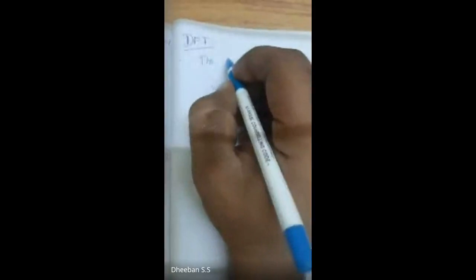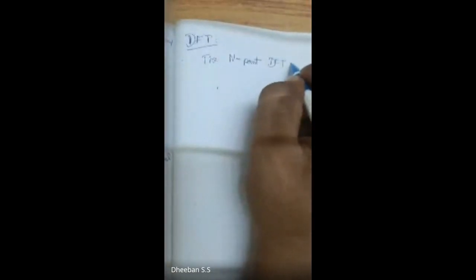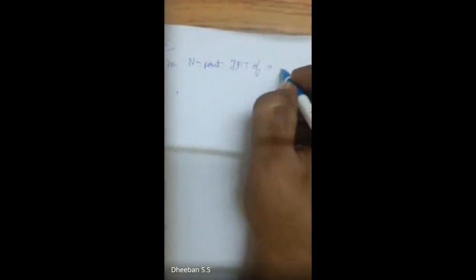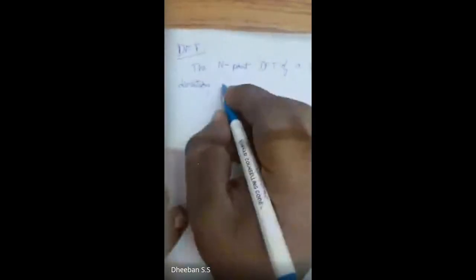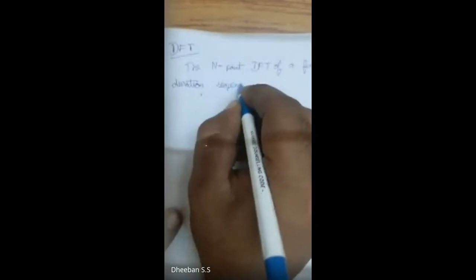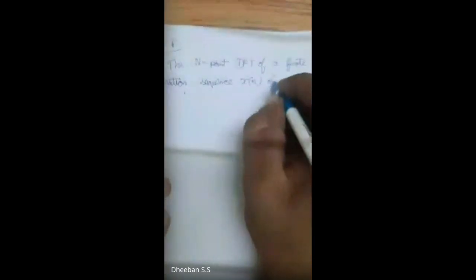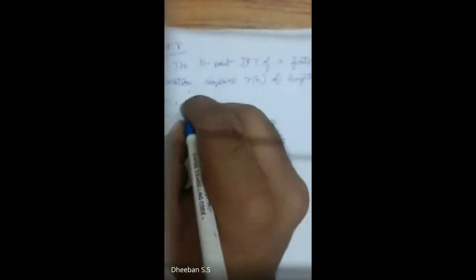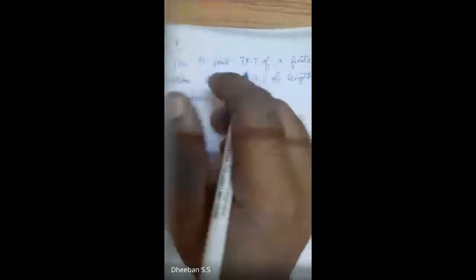DFT you can take as the N-point DFT of a finite duration sequence x of n of length L, where your N value must be greater than or equal to L.